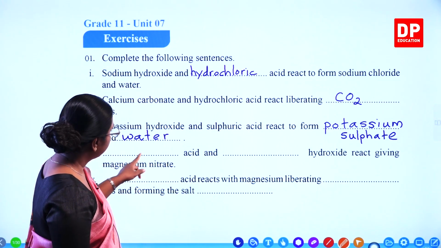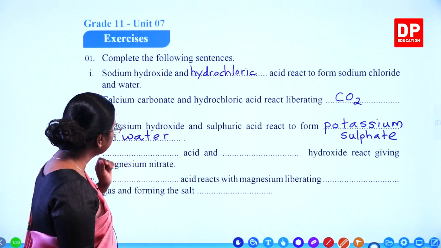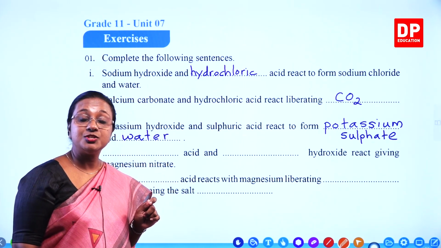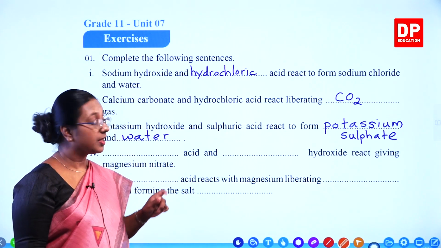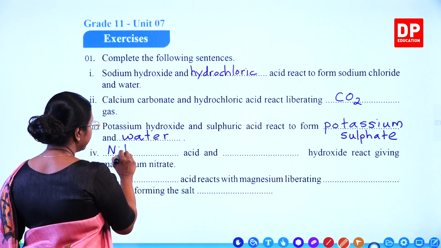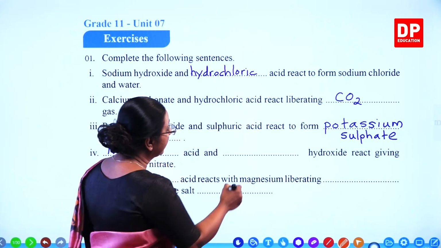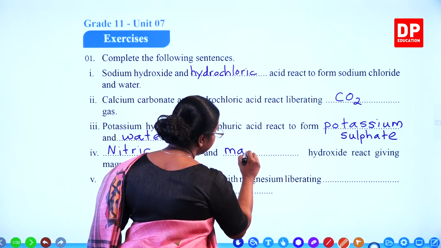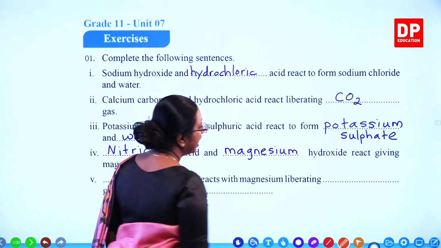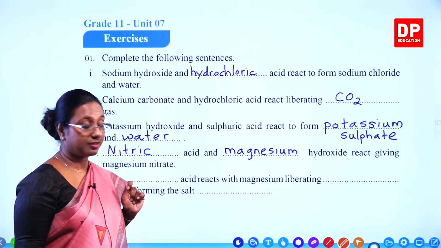Then we have acid and hydroxide react giving magnesium nitrate. So to get nitrate, what should be the acid? It should be nitric acid. Nitric acid and magnesium hydroxide react giving magnesium nitrate.